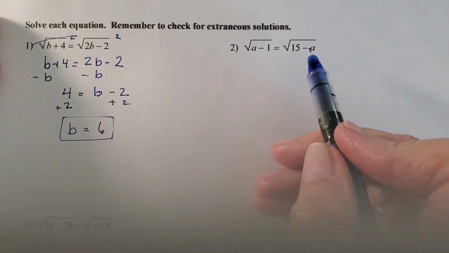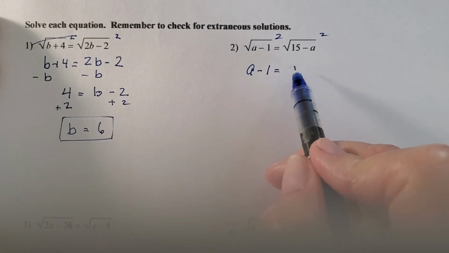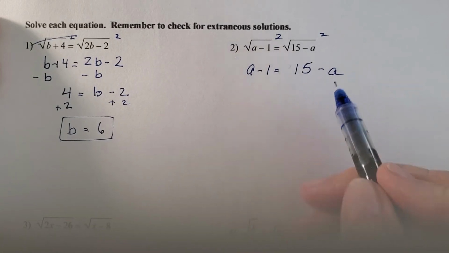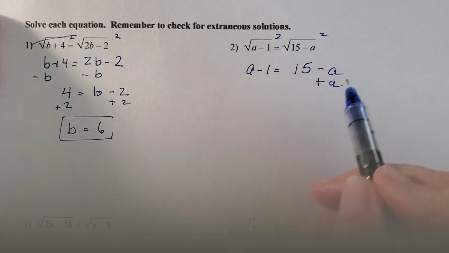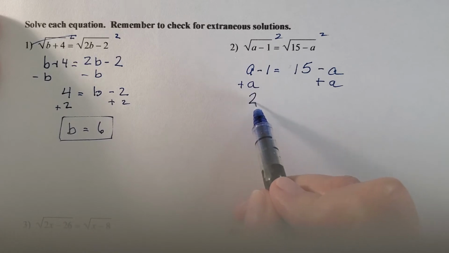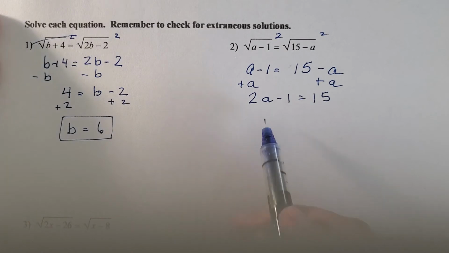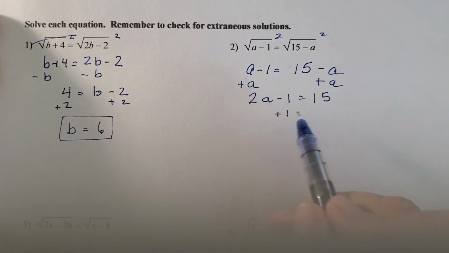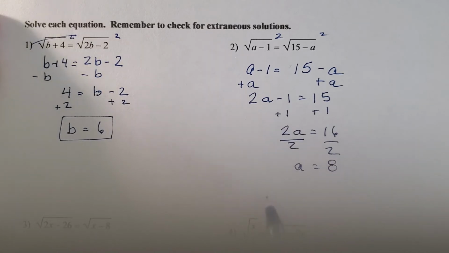Again, when you have a radical equals a radical, we square both sides. So we get a minus 1 equals 15 minus a. We need to get all our a's on one side, so I'm going to add an a to both sides. So I have 2a minus 1 equals 15. I need to get a by itself, so I add a 1 to both sides. 2a equals 16. A is multiplied by 2. I divide by 2, and I get a equals 8.